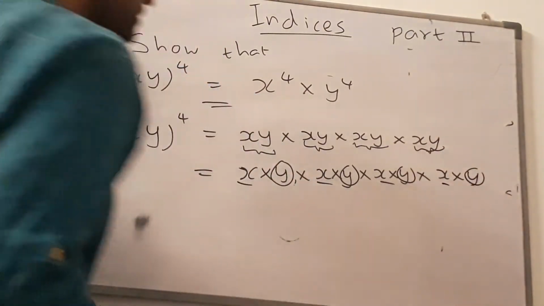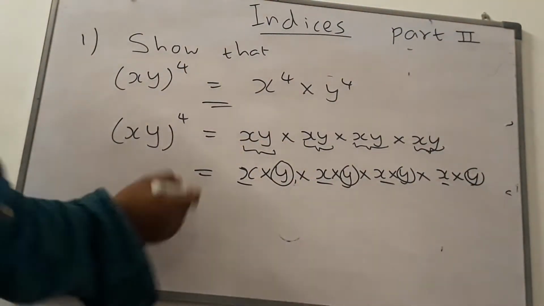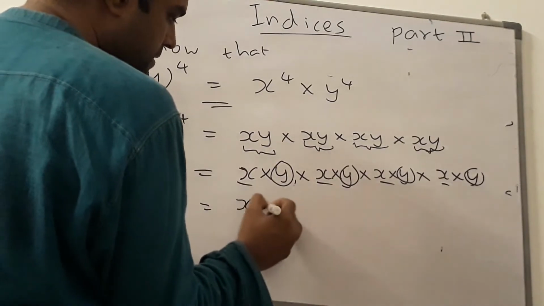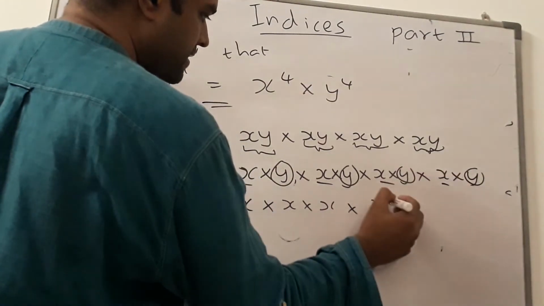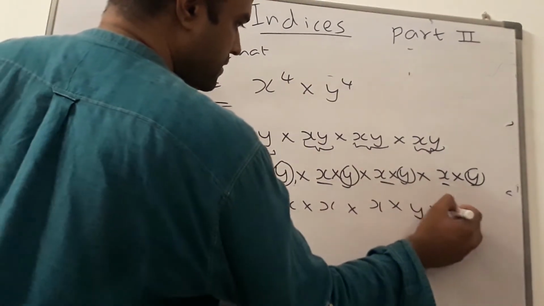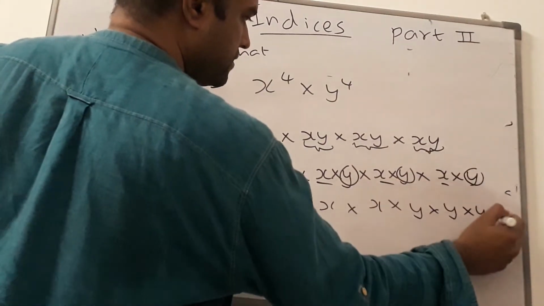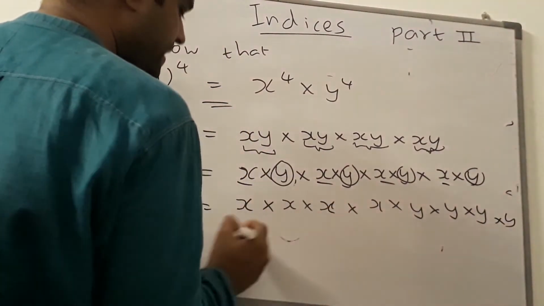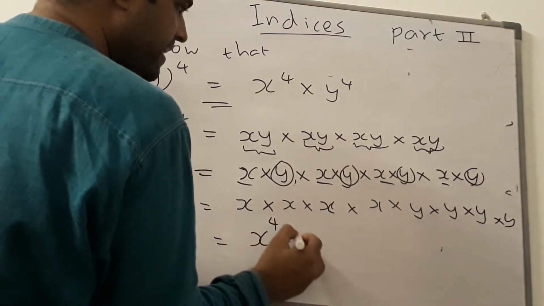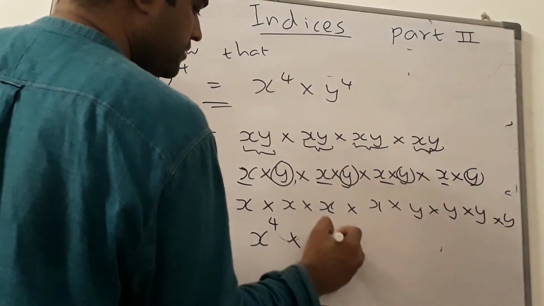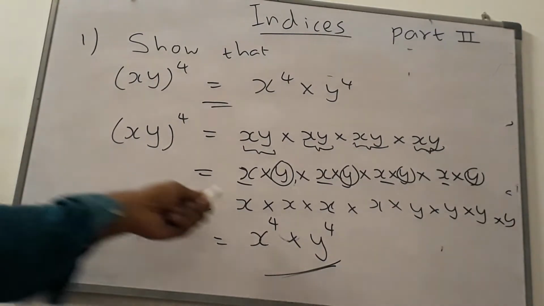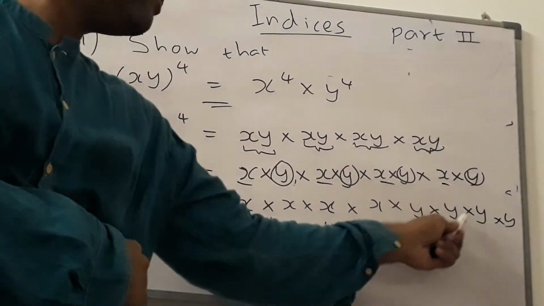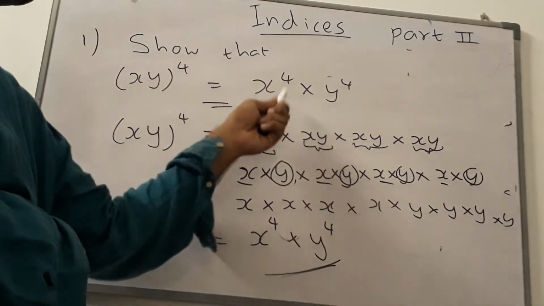4 x's multiplied with each other means we can write this again as x times x times x times x, and y times y times y times y. So 4 x's multiplied with each other can be written like x to the power 4, and 4 y's means y to the power 4. This is the answer: x to the power 4 times y to the power 4. So we get this.